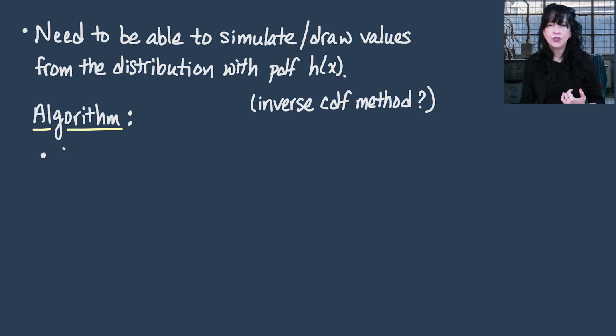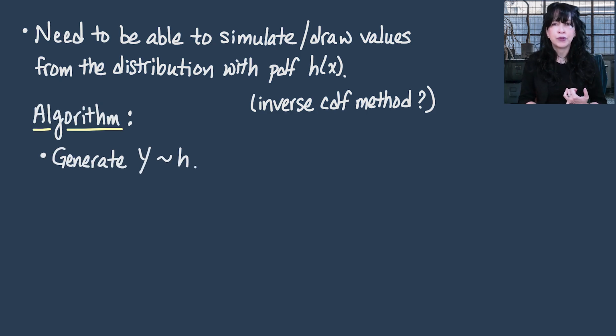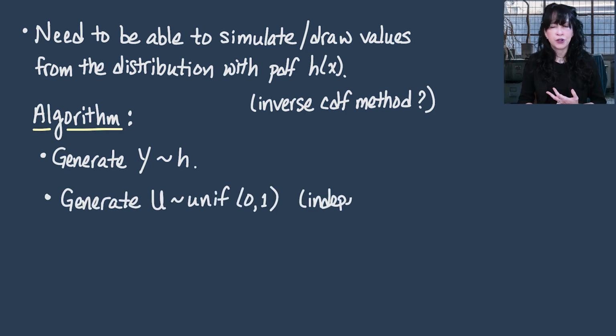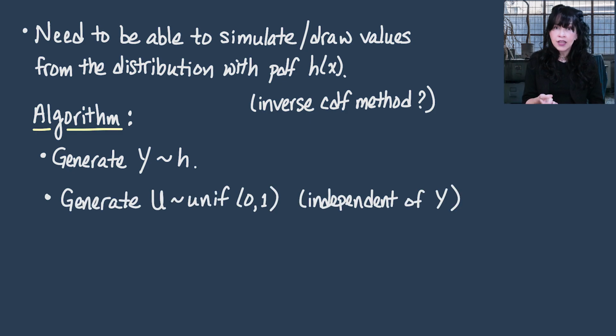Number one, you need to generate an observation of Y, a random variable with PDF h. And then you need to generate a random variable U, uniform 0-1, simply using your random number generator. Now, when you generated Y, you probably used uniform 0-1s from your random number generator, for example, if you use the inverse CDF method, and this uniform needs to be a new one and independent of anything you used to generate Y. So overall, we want this U to be independent of this Y.